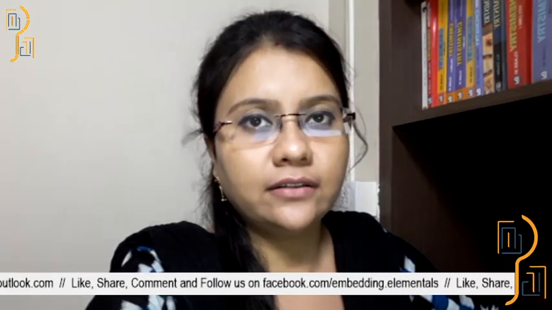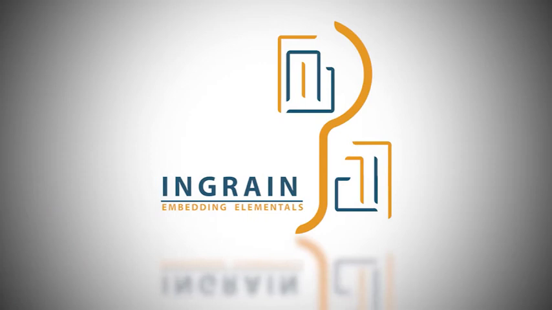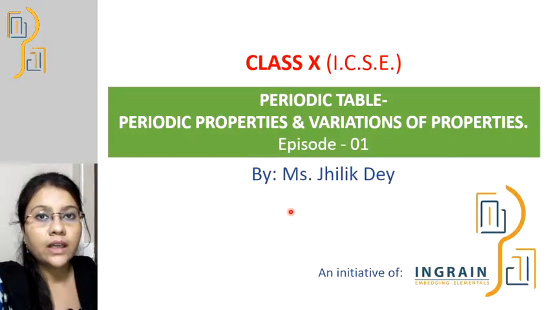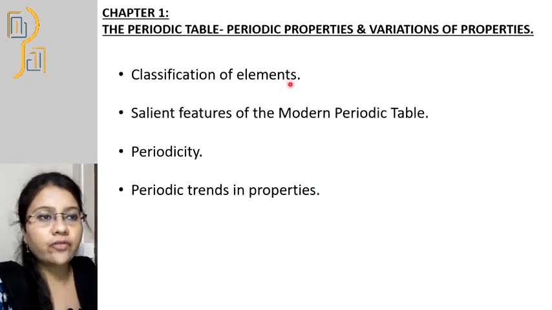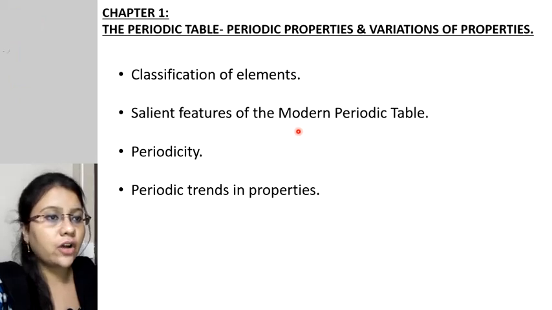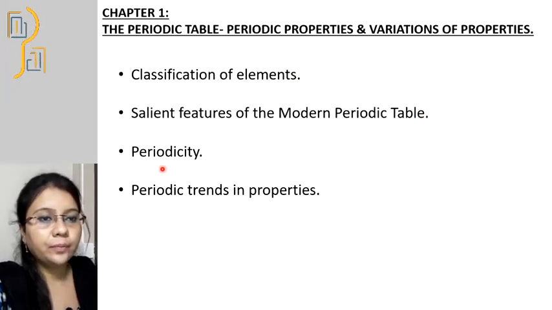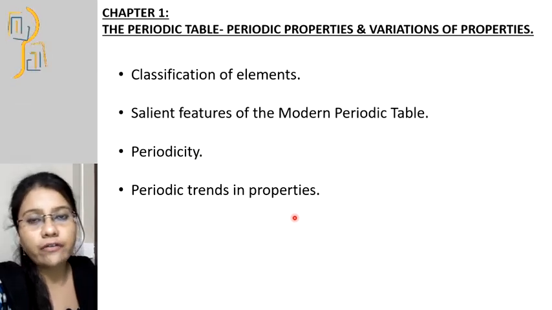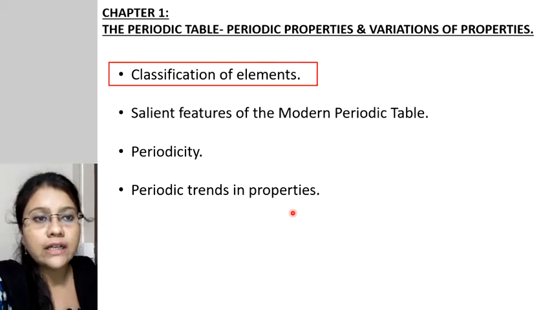Today we will start the periodic table of class 10. In this chapter, you're expected to learn the classification of elements, salient features of the modern periodic table, periodicity and periodic trends in properties, which we will cover in various episodes. In today's episode, we will cover the classification of elements.